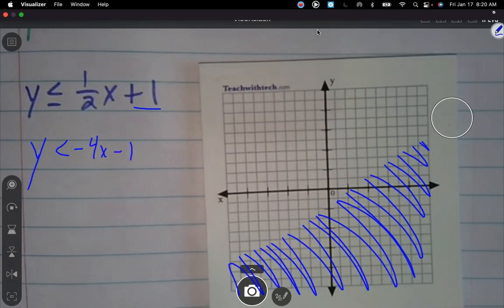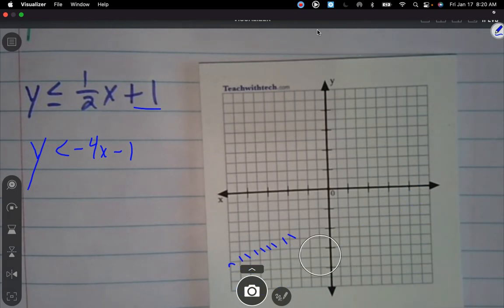Okay, I'm going to erase this one. So on mine, I'm going to go to my starting point, which is negative 1. So I'm going to go right here. And then what's my slope? Down 4 over 1. So I'm going to go down 1, 2, 3, 4, and over 1. Is this a dotted or a solid line? Dotted. Doesn't have the equal to. So I'm going to do a dotted line. They're really hard to draw perfectly because a solid line is hard enough, but a dotted line is worse. Okay, everybody good with my dotted line?